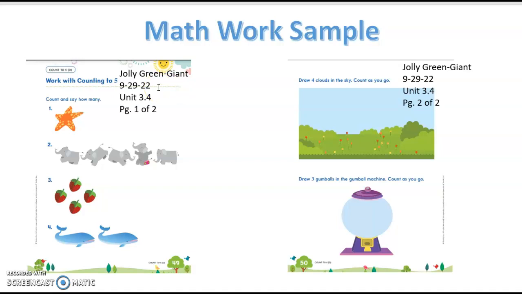So this is the date that you should be doing this math assignment on the OLS, September 29th, 2022. The unit is Unit 3, Lesson 4, so you can write Unit 3, Lesson 4, or Unit 3.4, and page 1 of 2. Why? Because this is the first page, and then I labeled the other page as well, so all you'll do is flip it over, or when you scan it the second time, write the child's name again, full name, 92922, because it's the same worksheet, Unit 3.4, and this time you'll write page 2 of 2.